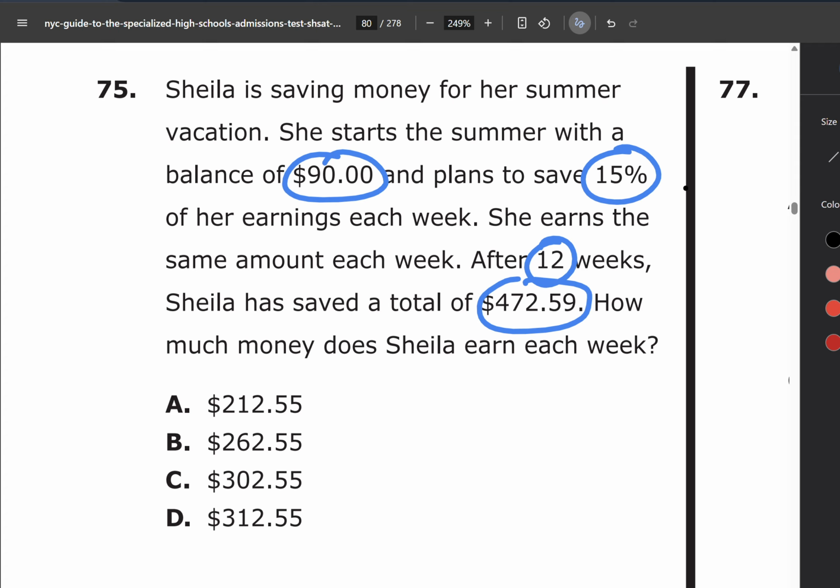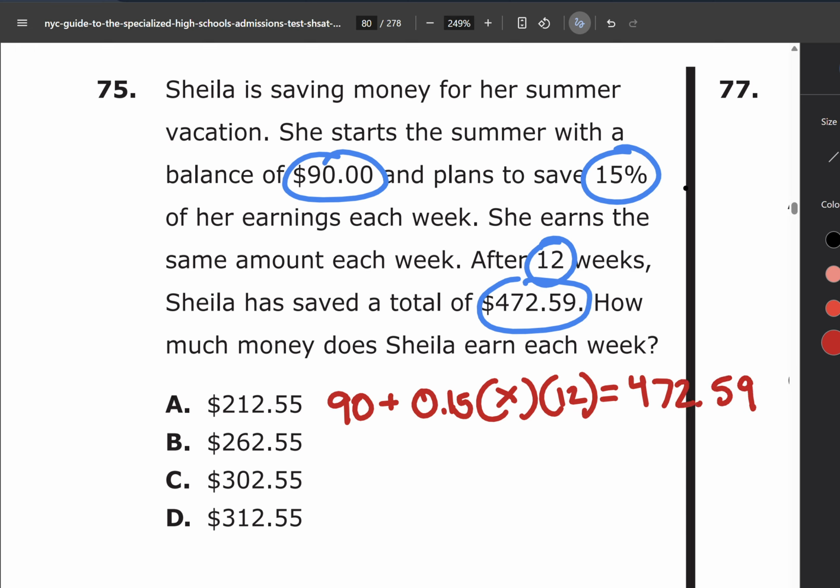So to solve problems like these, what we want to do is use an algebraic equation to represent what we're given. So here we're going to start off by saying the $90 she has from the very beginning, and then she saves 15%, so 0.15 times however much she makes in a week, which is x. We don't know that value just yet. That is a problem. And there's 12 weeks. And this is all equal to 472.59. So what we basically have to do here is solve for the value of x to find the amount of money she earns each week.